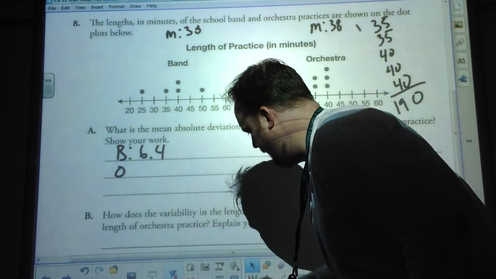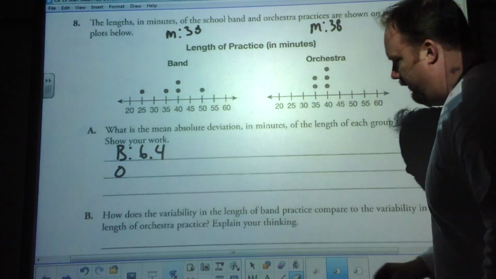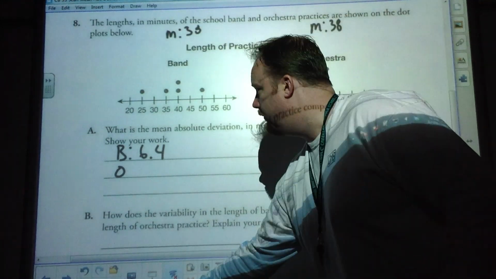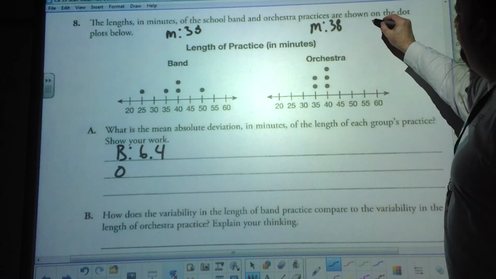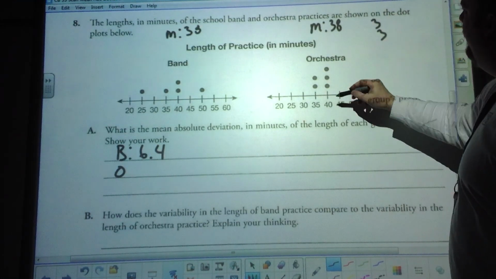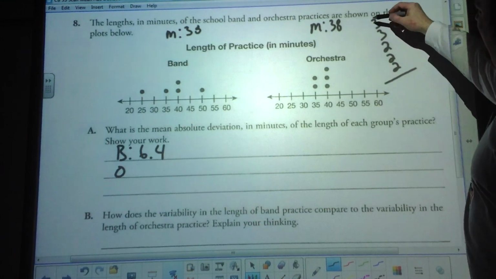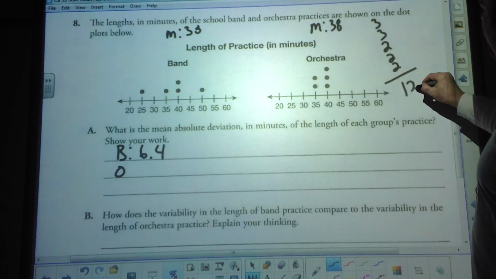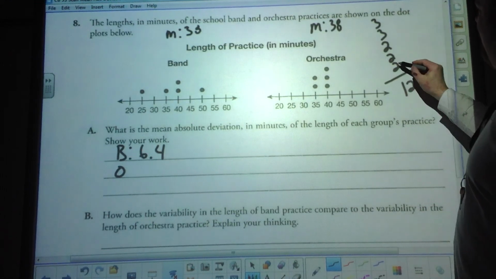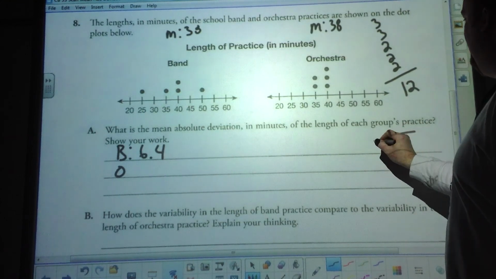Okay? So let's get rid of these guys. And then ask ourselves, how far away is the mean from each one of these? Well, I've got 3, 3, and then 2, 2, and 2. I add those up, that's 6, 7, 8, 9, 10, 11, 12. And then I'm going to divide by 5, of course. So I've got 12 divided by 5.